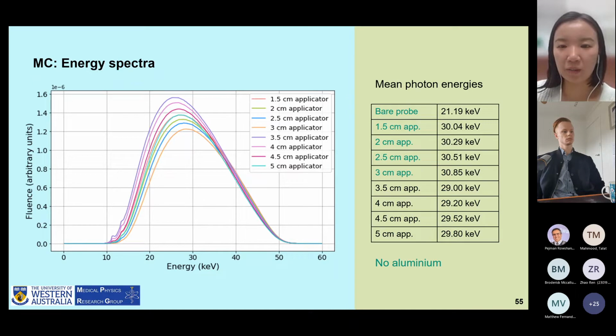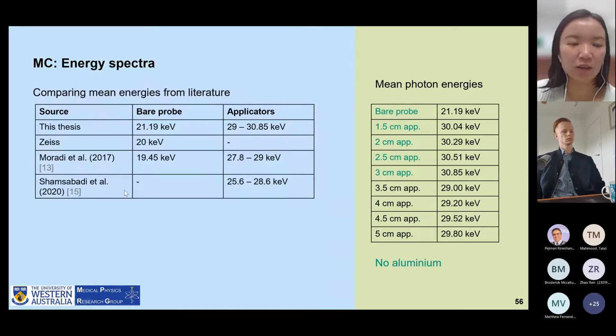So comparing the mean photon energies from this thesis, the bare probe had a mean energy of 21.19 keV, which was slightly higher than what the manufacturer said it would be. And it was also higher compared to other literature. And the same deal is with the applicators. Our average energy is also slightly higher than elsewhere.